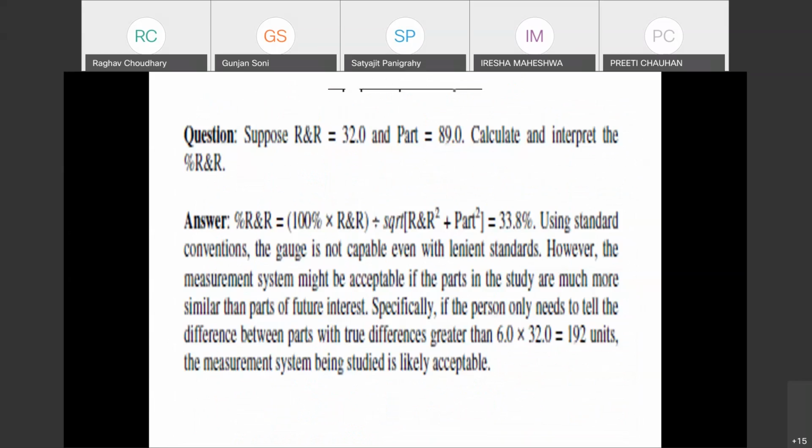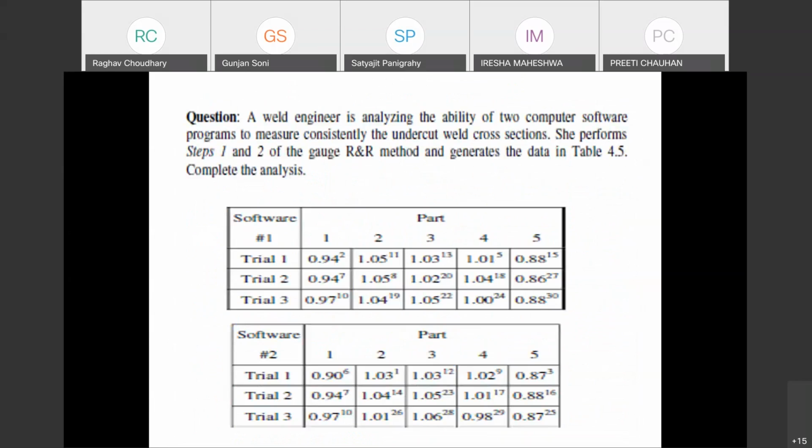I'll show you the exact one. Yeah. So a weld engineer is analyzing the ability of two computer software programs. There are two different software programs being used to do the same type of measurement.